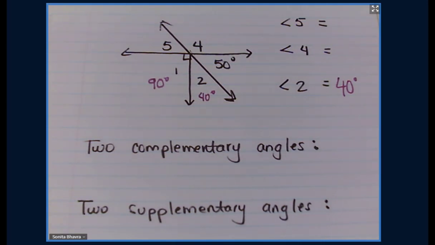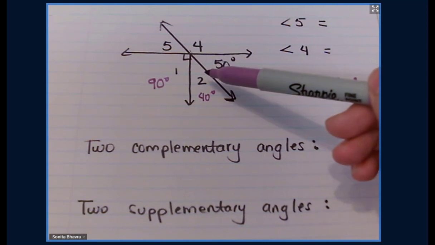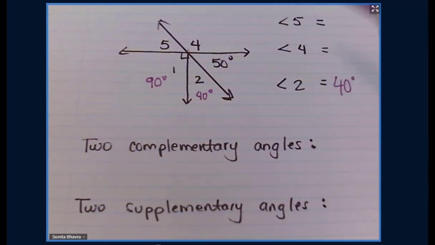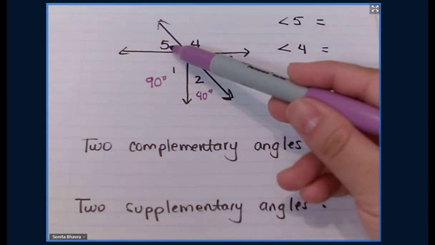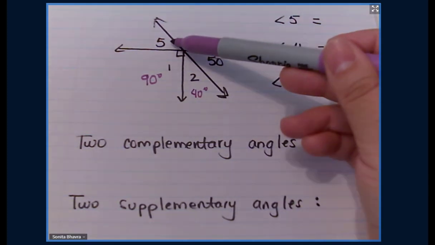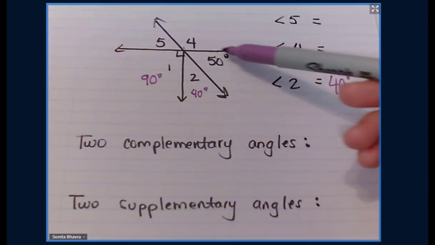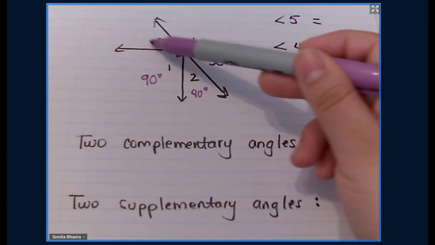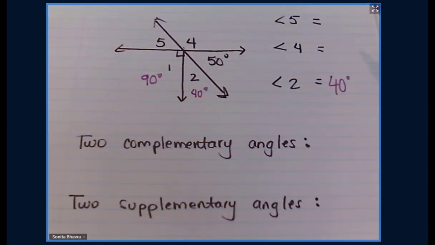So angle 5 will be the same as angle 2. It's not the best diagram, but they are opposite. So angle 5 is going to be 50 degrees. Sorry, these two are opposite here. The angle here is 50 degrees, and this is angle 5, which will also be 50 degrees.